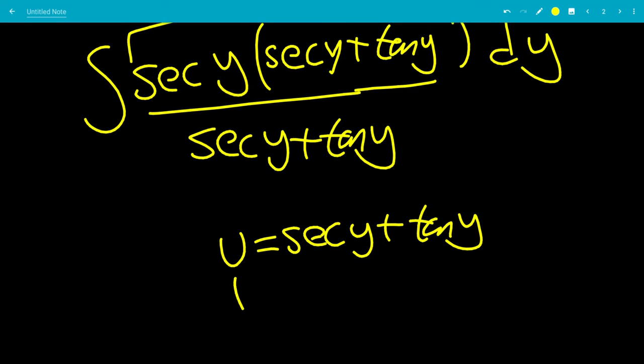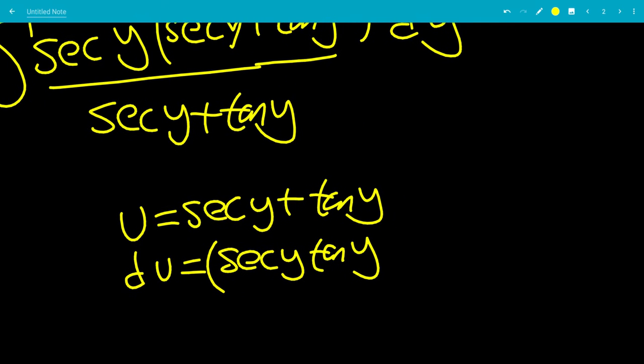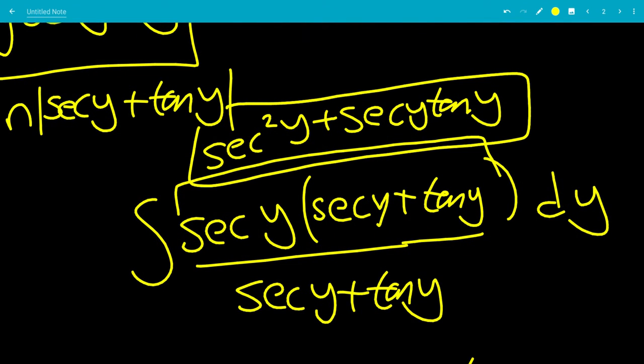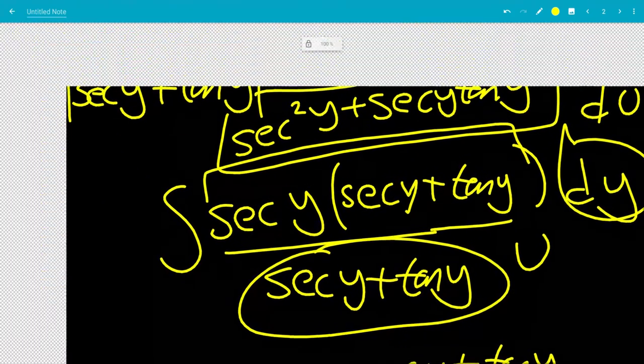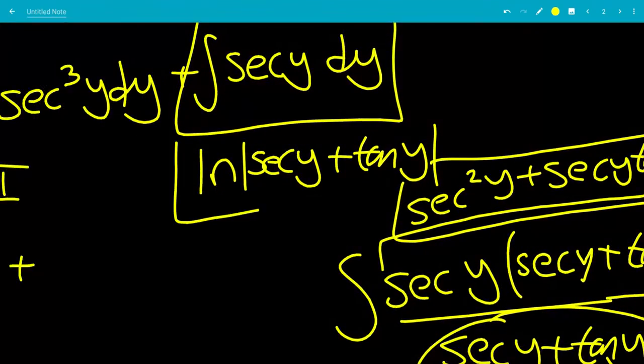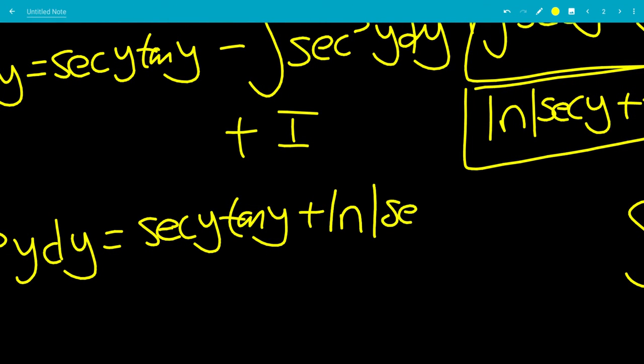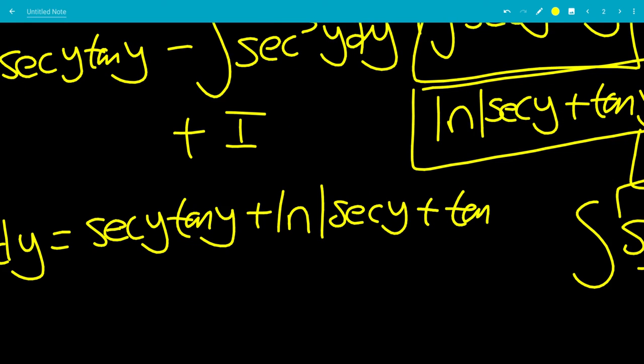Okay, so du will be the derivative of secant y with respect to y, which is secant y tangent y, then we're going to use parentheses because we have to add stuff and then multiply it by dy. The derivative of tangent y with respect to y is secant squared y. That is exactly what we have here. So this is our du, and this is u. So the integral of 1 over u is ln absolute value of u, which is secant y plus tangent y. Okay, so we have ln absolute value of secant y plus tangent of y.